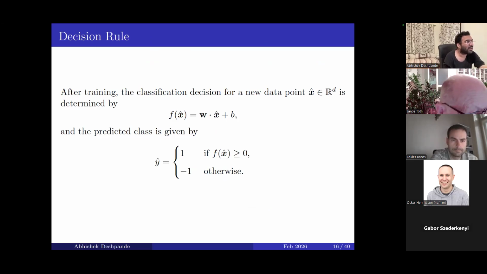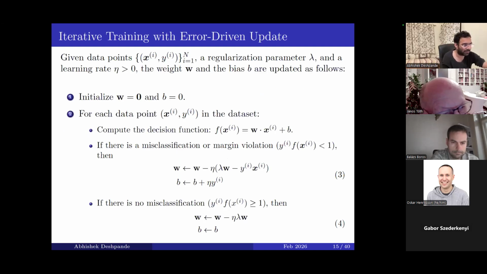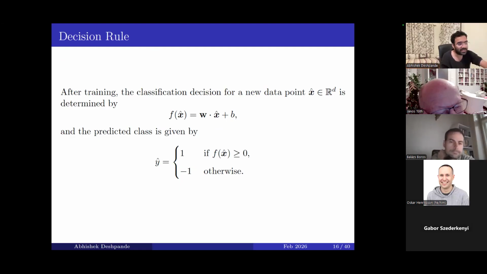So after training, the classification decision for a new point x hat is determined by whether this is greater than 0 or less than 0. So let's say I take this W and B that I have found using this update rule that I have shown you after many iterations. I take this new data point x hat, and then I ask whether this f of x hat is greater than 0 or less than 0. If it is greater than 0, then my new point has label +1. And if it is less than 0, then my new point has label -1. All right, so this is how you do training and decision.